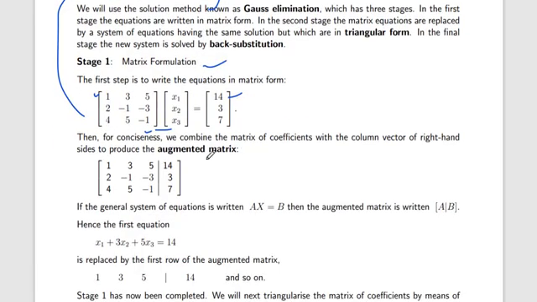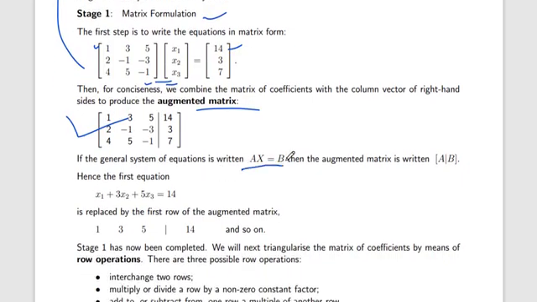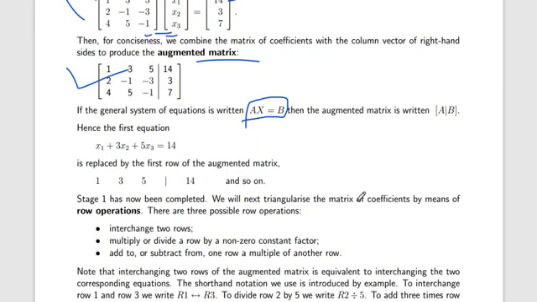Now we have to make the augmented matrix. What is an augmented matrix? We will remove x1, x2, and x3 and keep 14, 3, and 7. This is the augmented matrix, which is also called the AX equals B form. Now our second step is row operation.